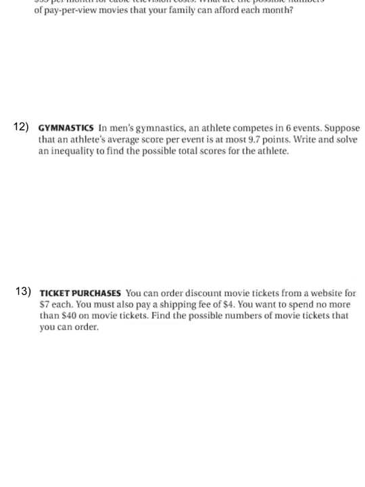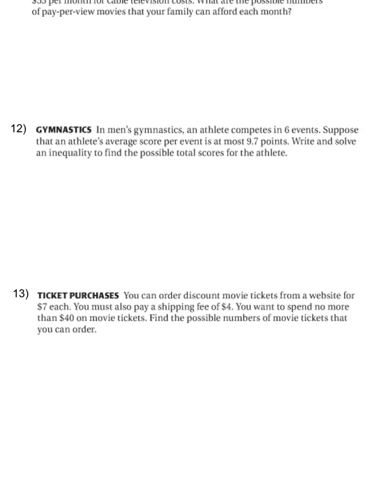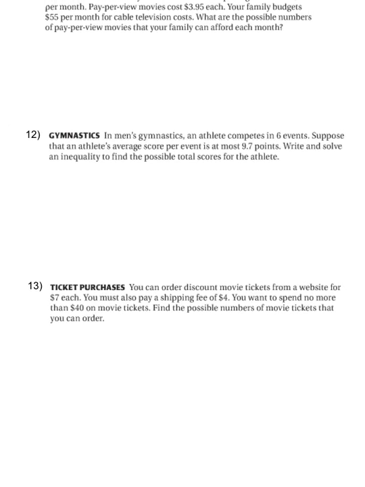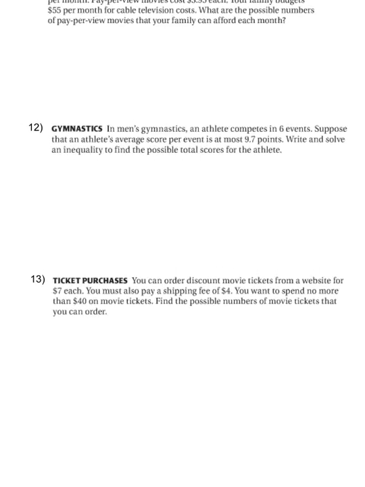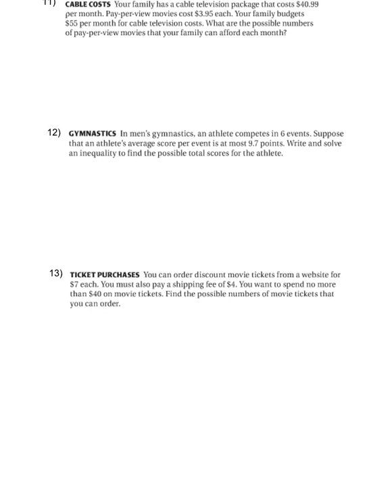Okay, and on the back side here, I'll just maybe talk about a couple of them. Again, not going through them in entirety, but let's look at the gymnastic one first. It says in the men's gymnastic event, an athlete competes in 6 events. Suppose that the athlete's average score per event is at most 9.7 points. So write and solve an inequality to find the possible total scores for the athlete.